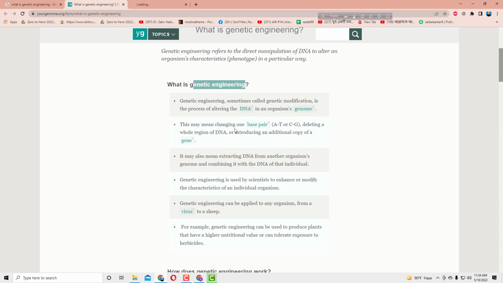This means changing one base pair. Base pair এর একটা চেঞ্জ আনা হয়, যেমন অ্যাডিনিনের সাথে টাইরোসিন বা সাইটোসিনের সাথে গুয়ানিন, deleting a whole region of the DNA or introducing an additional copy of the gene. It may also mean extracting DNA from another organism's genome and combining it with the DNA of the individual. Extract করবে DNA from another organism genome and combining.